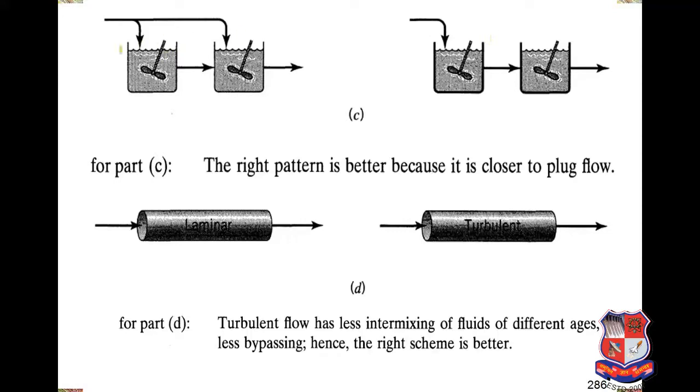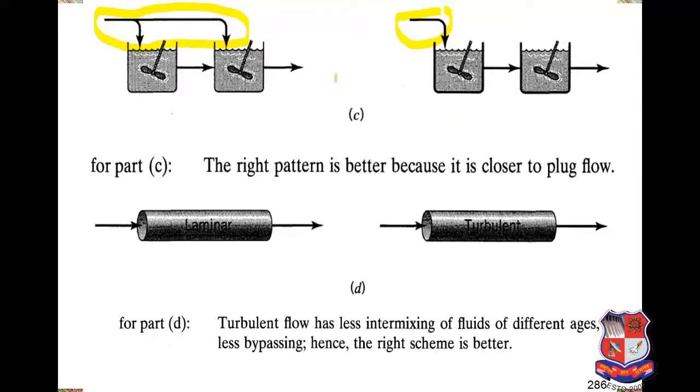Now, two CSTRs in series, but what is the difference you can see here? You can check the feeding pattern, fine, which is better. In this case, you are feeding only the first CSTR, and the outlet of the first CSTR enters the second CSTR, whereas in this case you are feeding the first as well as the second CSTR, and the outlet of the first goes into the second, like that. So definitely, which one is better?